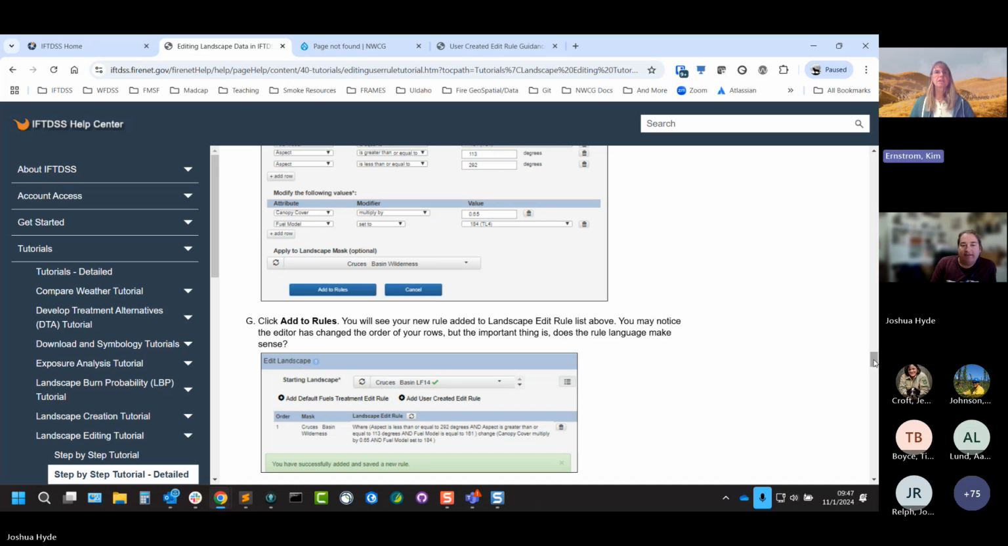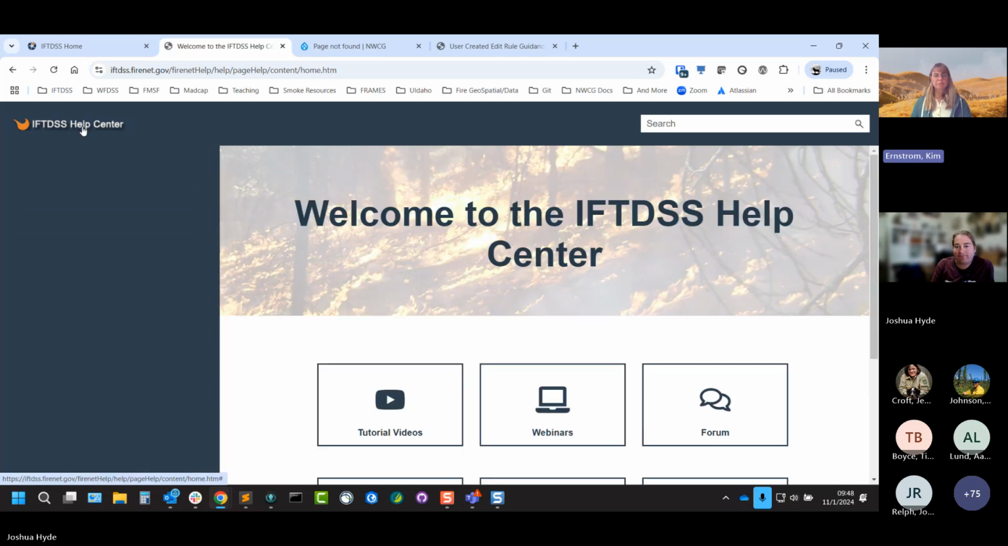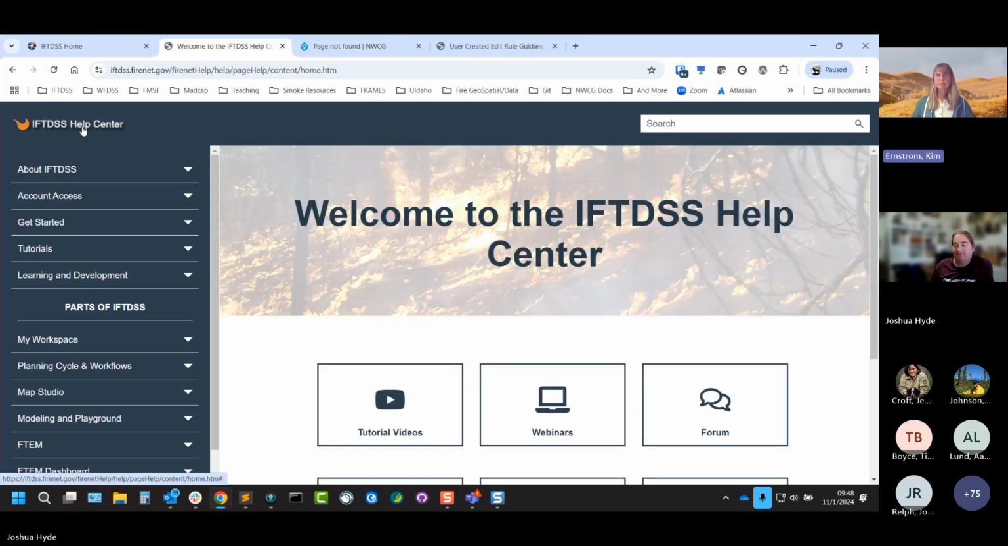And that's where I think, Josh, our idea is, if we have the bandwidth this winter, to try to put something up on the Wildland Fire Learning Portal that might walk you through. Maybe that's the recording here and any other resources that folks think would be helpful, putting it into a little online course and then pointing back to these references in the IFTDSS Help Center. So it's kind of all in one place.